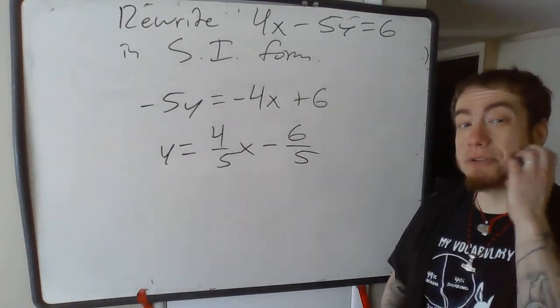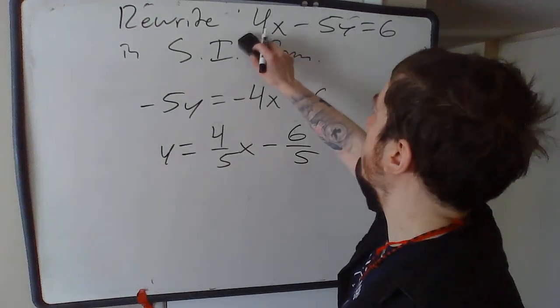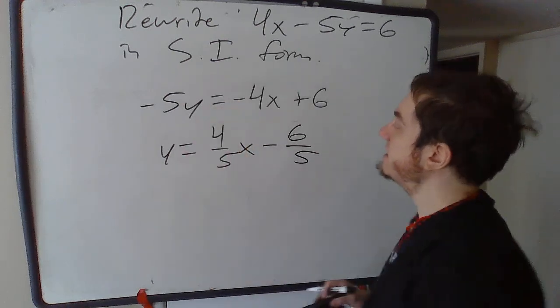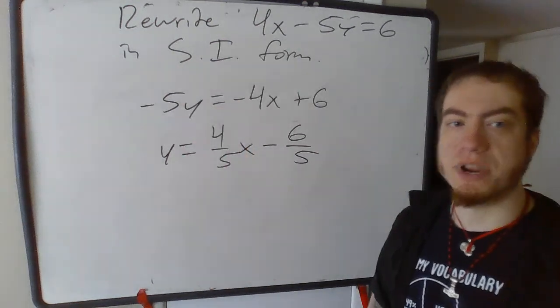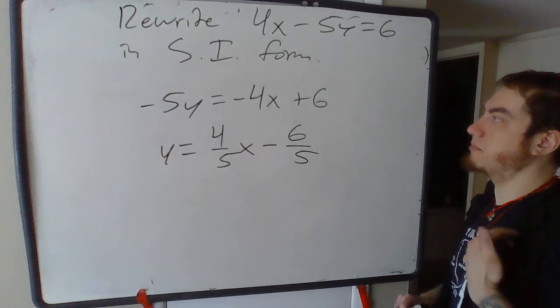So the nice thing about doing this is that it might be a bit weird to just try to graph an equation that's in standard form, but if I rewrite it in slope-intercept form, now it becomes relatively easy to graph. We know how to graph things that are in slope-intercept form.